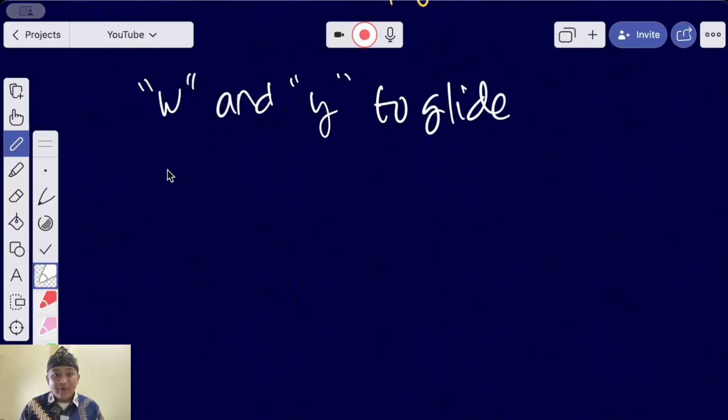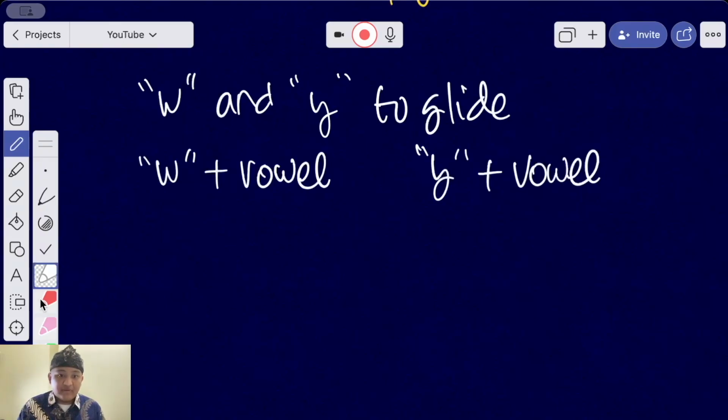First, let's talk about we and ye followed by a vowel. For example, this word, awi. So the we is used to glide between a and e. Awi is bamboo.